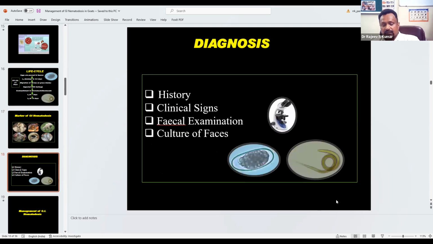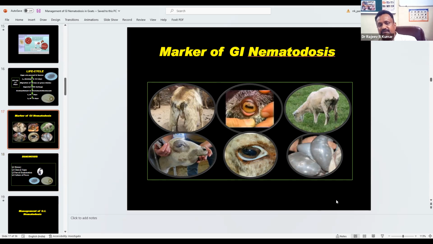Now the question is, these are the markers. On that basis, we can suspect the occurrence of the disease. But it needs confirmation whether these clinical signs exhibited by the animals are due to gastrointestinal nematodes or there is another causative agent. So first, it is the duty of all the farmers.